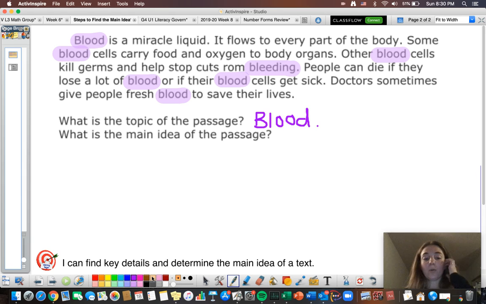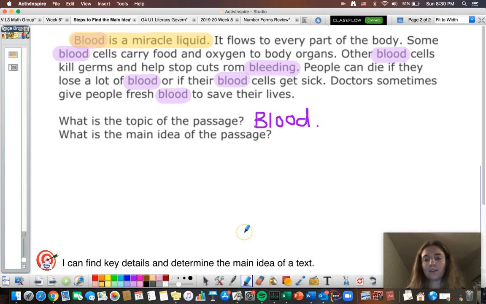So now we have to figure out what the author who wrote this, what does the author want us to know about blood? Remember, we can look for a sentence that's already there to help us answer that question. And if we don't find a sentence, we'll have to think of our own. So let's look at the beginning of the passage, the first couple sentences, or at the end of the passage, the last couple sentences. Let's look at this first sentence. Blood is a miracle liquid. Okay, that could be a good main idea.